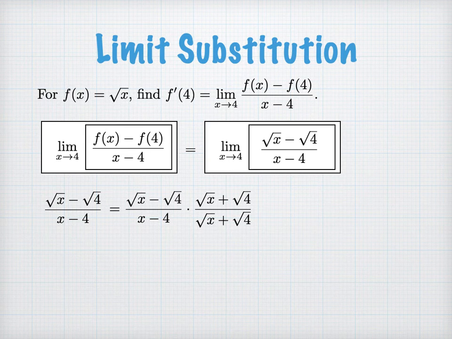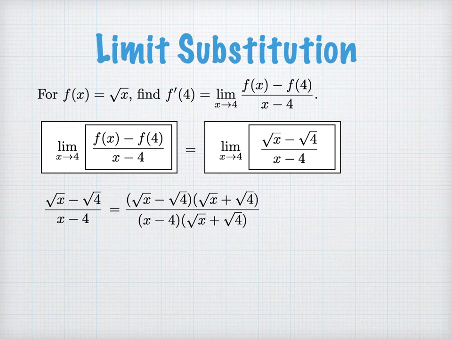Square root of x minus square root of 4, its conjugate is square root of x plus square root of 4. And so I write that on the top and the bottom. And multiplying fractions just means I'm multiplying the numerators and I'm multiplying the denominators. So these are equivalent representations. These are all the different sides of the same card.